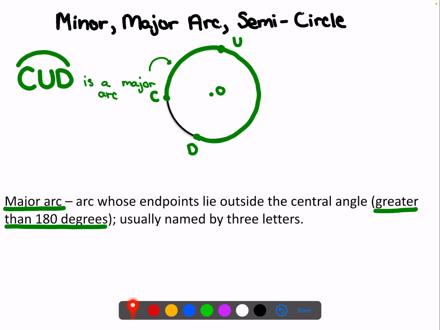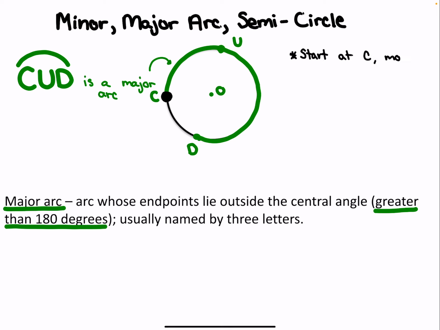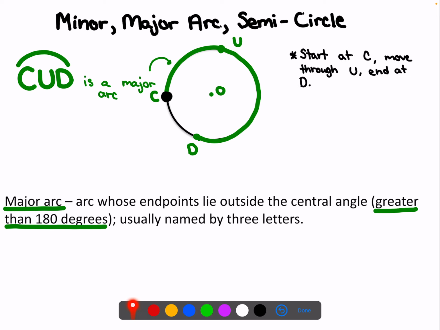So it's saying that we start at point C, our first letter. The direction that we travel around the circle is towards point U. And then lastly, we go through U and we end up at point D as our final point. So that's how we're always going to be naming these. The first letter is where we start. The second letter is the direction that we go. And the third letter is where we end. So start at point C, move through point U, and end at point D.